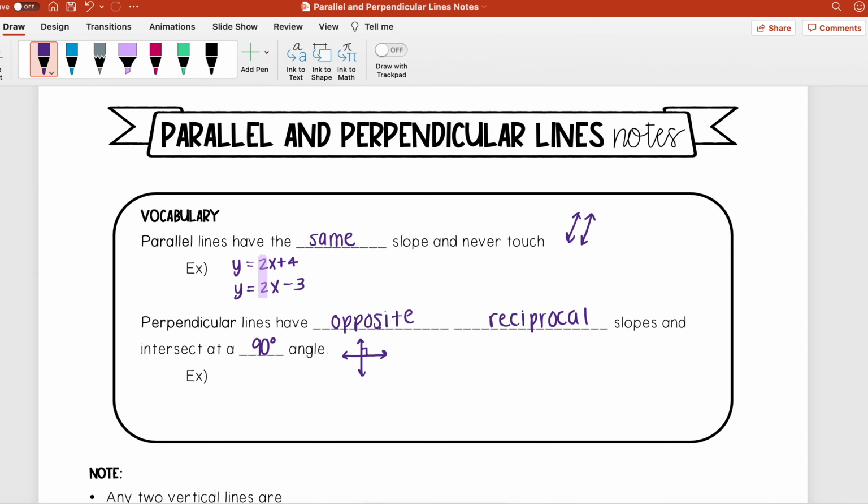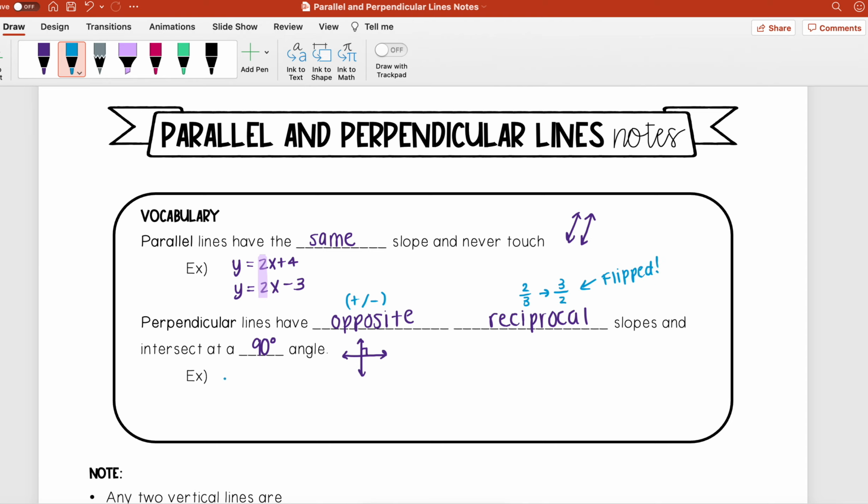But we can recognize that from the equation of the line because they have opposite reciprocal slopes. So opposite means they're opposite signs. So one is positive, the other is negative. And reciprocal means that it's going to be flipped. So like for instance, 2/3 and 3/2. That's the reciprocal, so it's flipped.